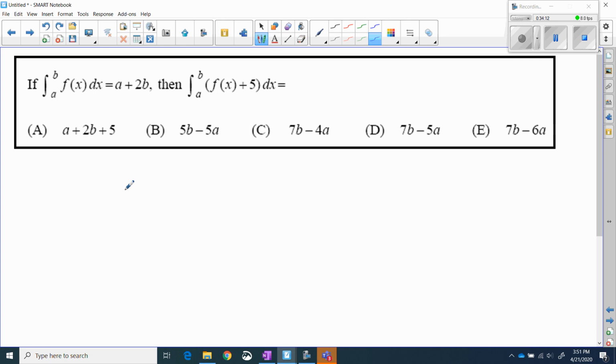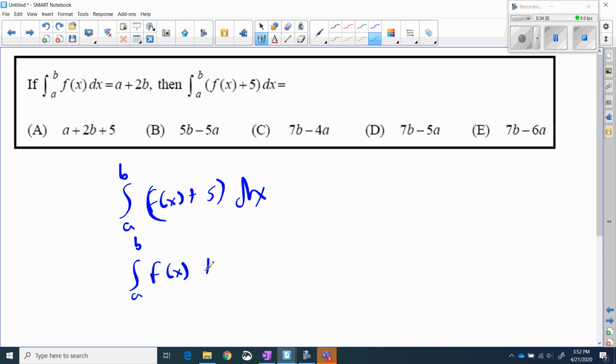Well, if I want to figure out the integral from a to b of f of x plus 5 dx, from our work with areas, hopefully you realize that because this is addition, there's no exponents or anything here, you can separate this into 2 separate integrals. You could do the integral from a to b of f of x, and then the integral from a to b of 5. Don't forget your dx with each of these. Well, this one is given right here. It says the integral from a to b of f of x dx is a plus 2b.